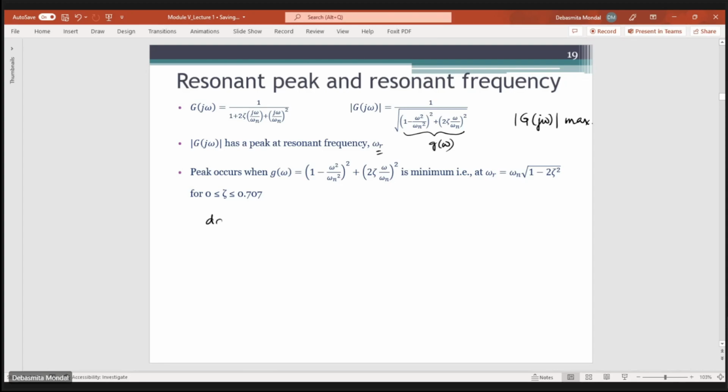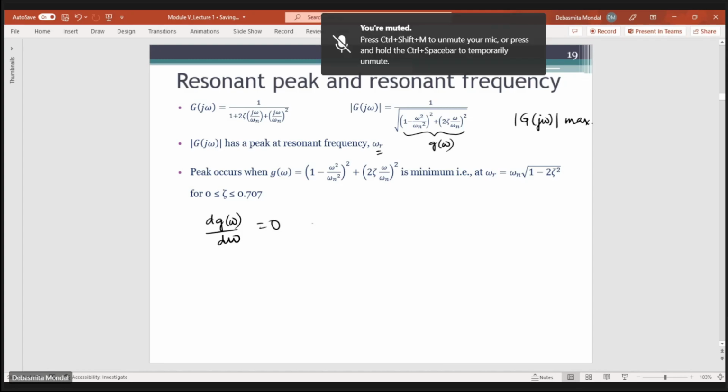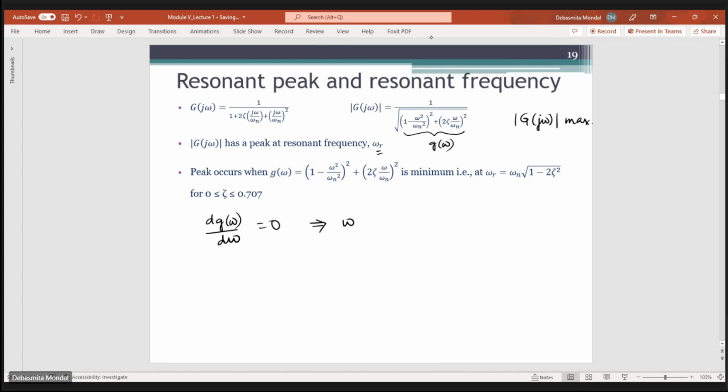So if you take the derivative of this and equate it to 0, and then find the corresponding ω, that ω will be given by this expression: ωr equals ωn times the square root of 1 minus 2ζ². And the value of ωr has to be real, obviously, because the frequency we are talking about has to be a real frequency. So ωr will be real if and only if the square root of 1 minus 2ζ² is real.